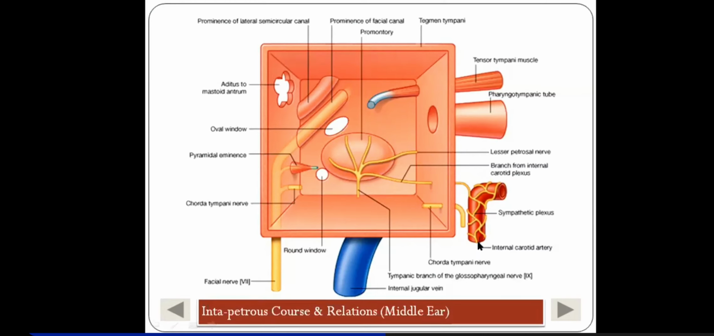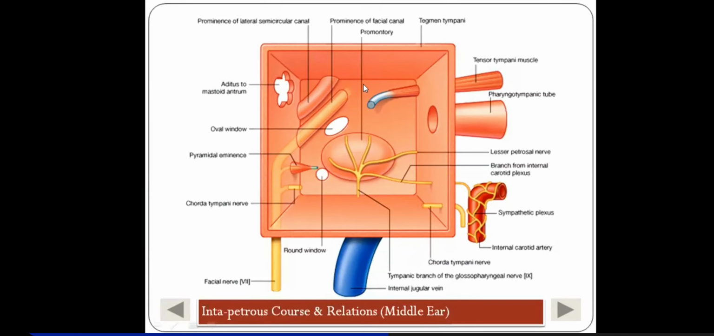Then you have this sympathetic plexus on the internal carotid, right? And this actually reaches the cavernous sinus, so this is also called the cavernous plexus. From there you have this communication with the tympanic plexus. This is the sympathetic communication to the tympanic plexus, and it also gives a branch here in the middle, and that's called the caroticotympanic nerve.